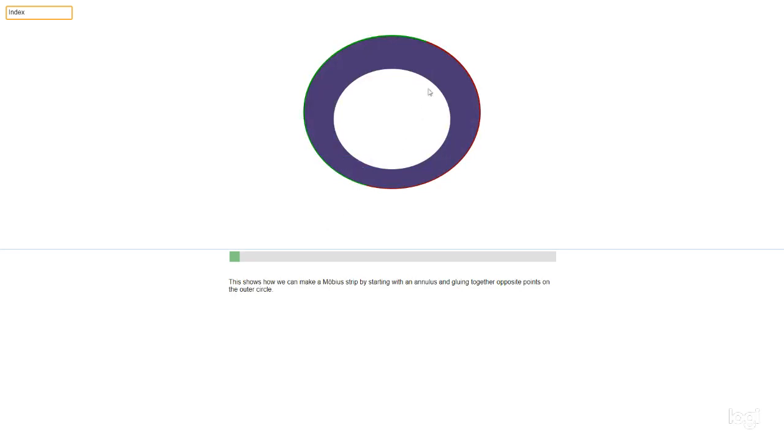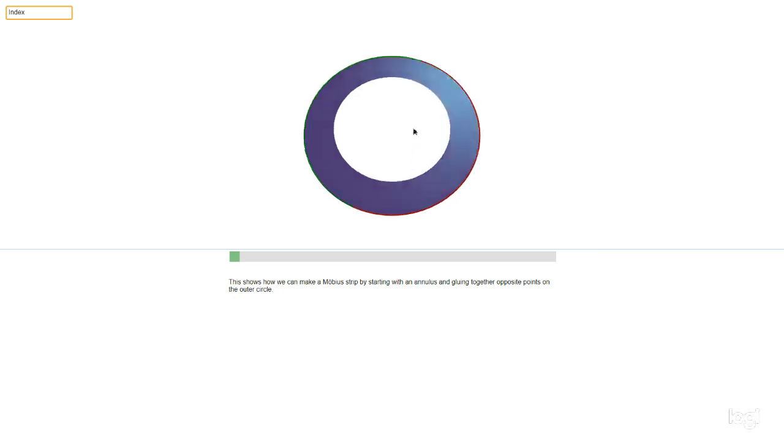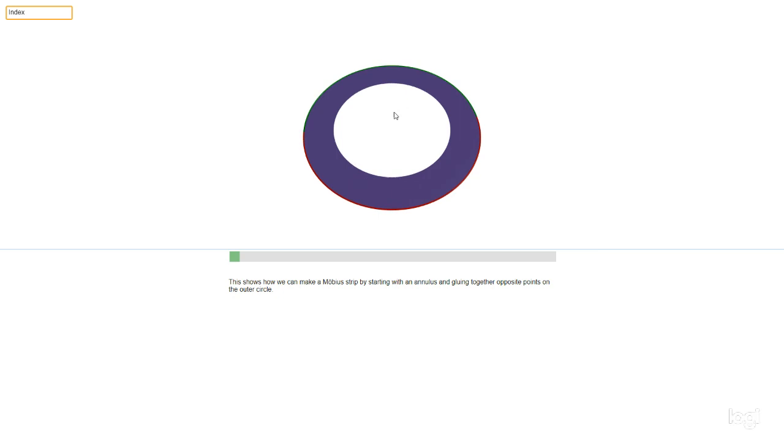Now we're going to discuss another way we can build a Möbius strip. Okay, we can start with an annulus like this. So we've got a big disk with a middle disk cut out, but we've marked the boundary of this annulus with 2 colors. This section around here is marked green, and then this section here is marked red. What we're going to do is glue points on the outer edge of the annulus to their opposite points. So this point here where the blue and the green meet is going to get glued to this point over here where the blue and the green meet.